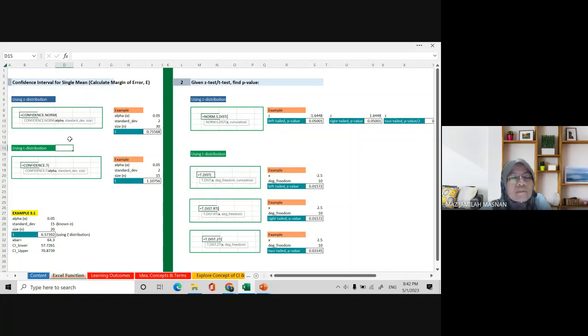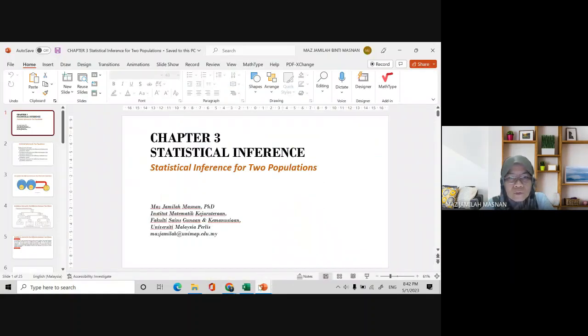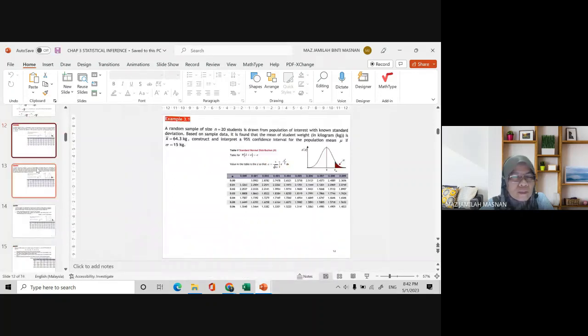But what if sigma is known and n is, for example, 20? Which distribution should we use, Z or T? I repeat again, n is 20, and your sigma, the population standard deviation, is given to you. Shall we use the Z or T distribution? Z distribution. Wrong. T distribution. Whenever you are given the sigma, go back again to your notes.